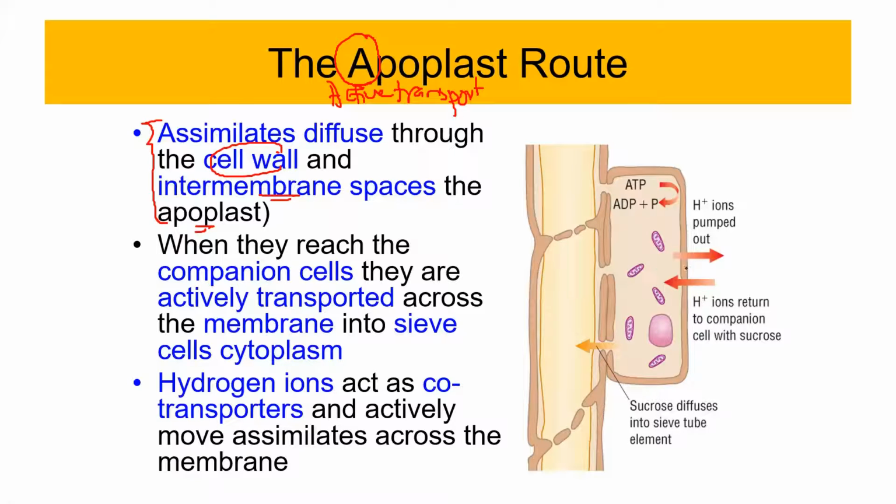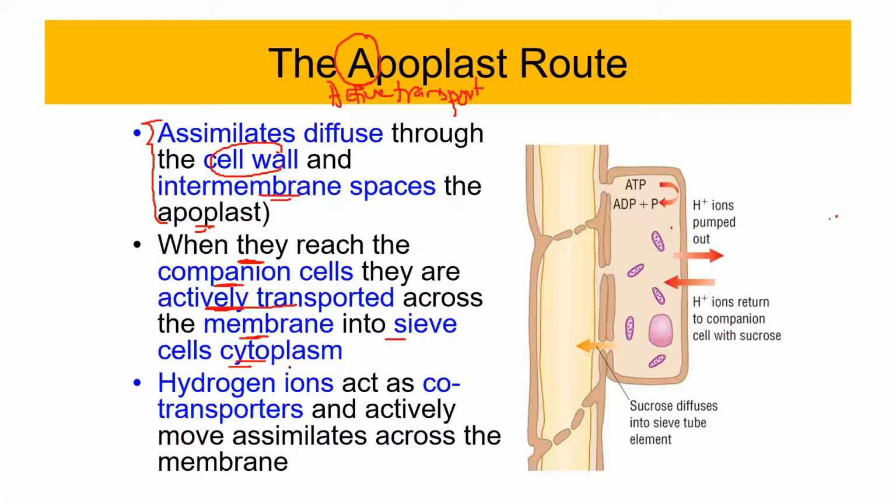अब let's say कि there is a source and let's say यहाँ पे एक leaf है. ठीक है, the food was actually made in the leaf. ठीक है, now it has to be transported. But अब जो pathway होगा, from the source, first it will have to go into the companion cell. ठीक है, अब companion cell में when it is entering, there we actually require the apoplast route definitely. So when these assimilates reach the companion cells, they are actively transported across the membrane into the sieve cell cytoplasm.